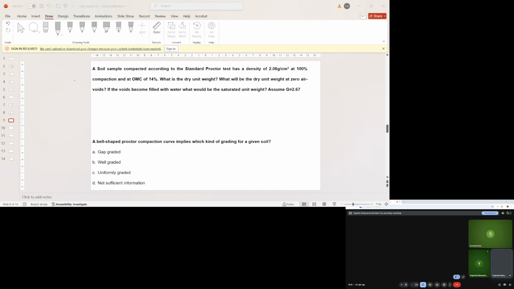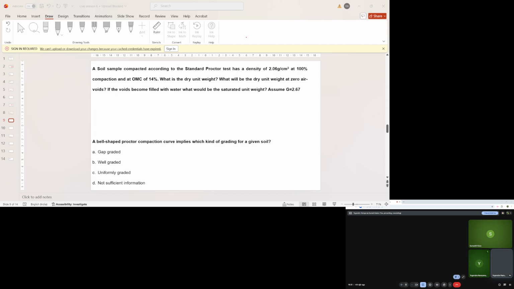2.67 divided by 1 plus 0.14 into 2.67, that gives 1.943. So we will round it up to 1.95, and the dry unit weight is 1.14 gram per cc.